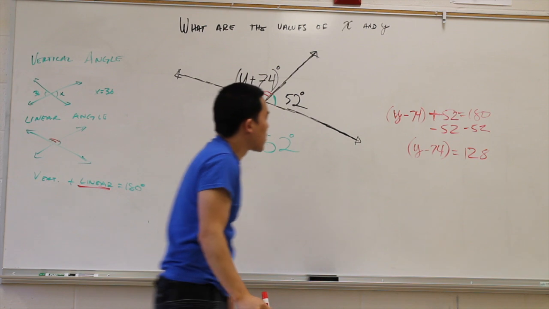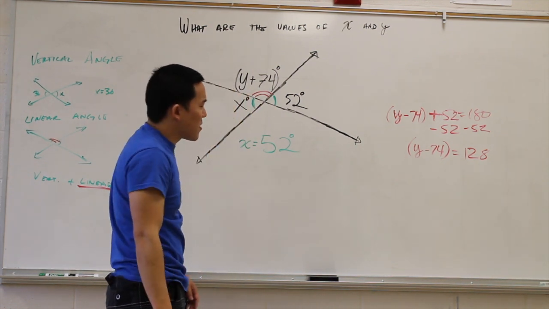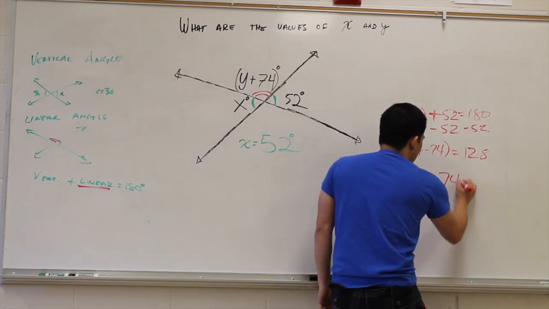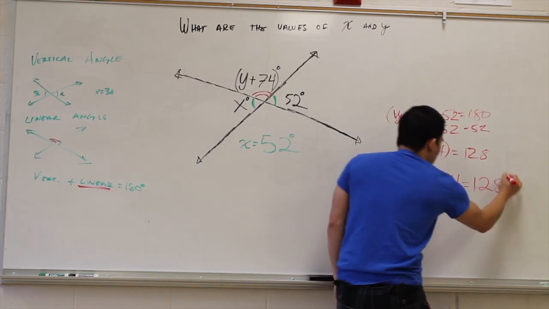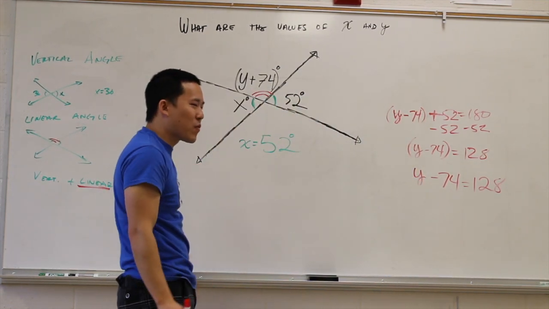Okay. All right. So now tell me what you're gonna do on both sides. Can I get rid of the parentheses? Sure, you don't need the parentheses. Okay. That's all good. So I only have parentheses on that side, so I'm gonna get rid of them. Yep. And I have 128. Awesome. And now what are you gonna do? Can I add 74 to both sides?